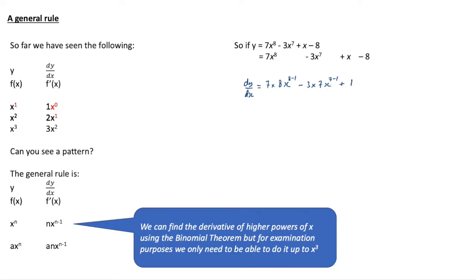We know that the gradient of x is 1, and we know that a constant will just move the graph up or down. It won't change the gradient, and so we have take away nothing at the end there. We can then tidy that up. So 7 times 8 is 56, 8 take away 1, you'll be amazed to hear, is 7. So for the first term there we have 56x to the power of 7. Second term gives us minus 21x to the power of 6, and there's our plus 1 as well.